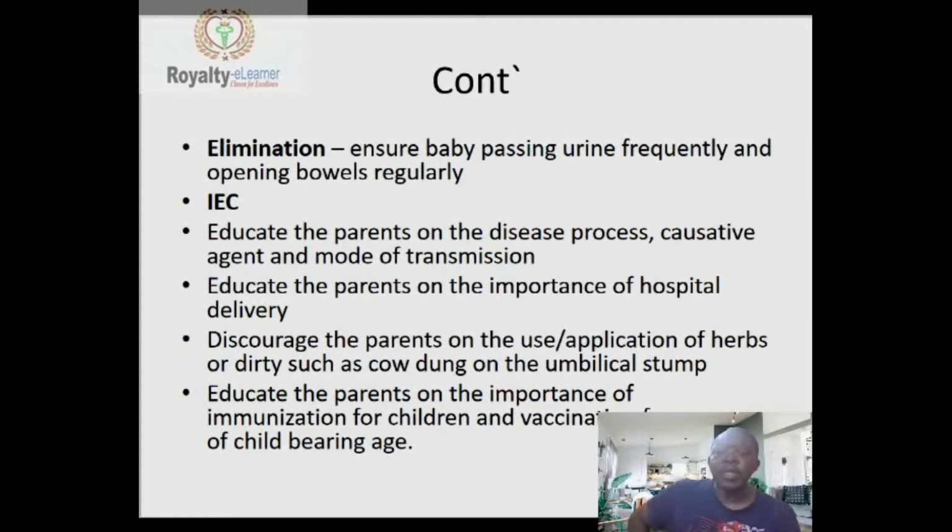Elimination. You ensure the baby is passing urine by recording output and input, and also opening of bowels regularly.